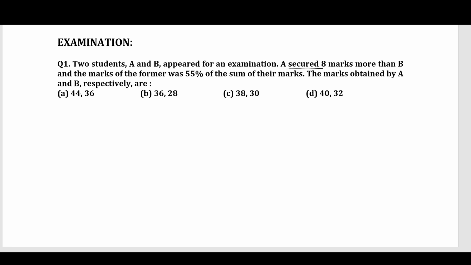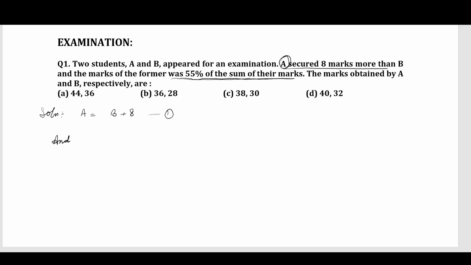A secured 8 marks more than B, so the first equation is A equals B plus 8. The second line is: the marks of the former was 55% of the sum of their marks. Former means A.